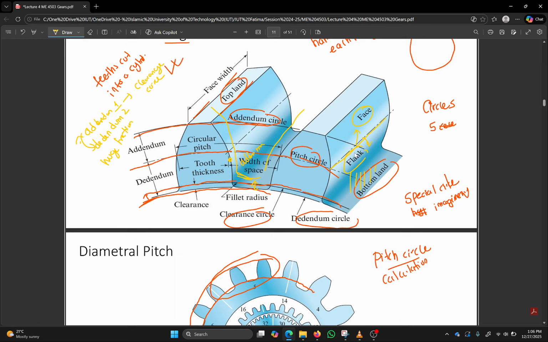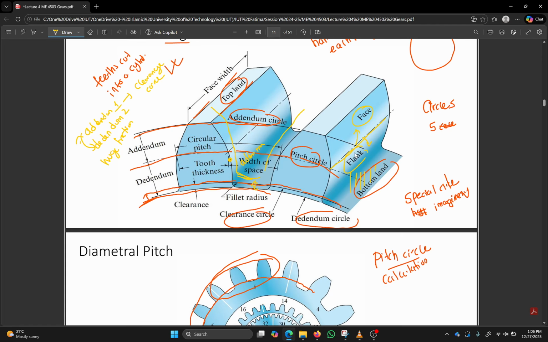Over here, two teeth are shown, right? I have two teeth. This is tooth one and tooth two. On the pitch circle, I told you all calculations are made on the pitch circle. So on the pitch circle, if you select one point on one particular tooth, and you select a similar point on the second tooth, the distance between these two is called the circular pitch.